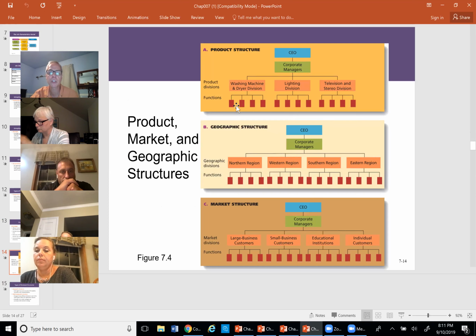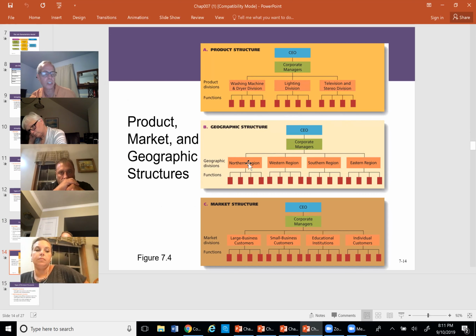So here's a product structure where we see washing and drying machines, a lighting division, and a television and stereo division, right? So this is almost General Electric right to the T in this chart. So this is a product structure. They've broken up the organization by products. They call them product divisions here, so you could call that a divisional structure or a product structure. I'd probably call it a divisional structure.